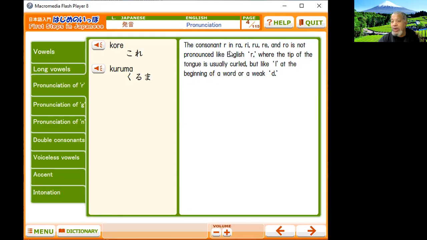It's easier to say L, la, li, lu, le, lo, or da. I'm not very good at pronouncing Japanese words, so I prefer the weak D. Da, di, do, de, do. Okay. So, kuruma. Okay. So much for the pronunciation of R.